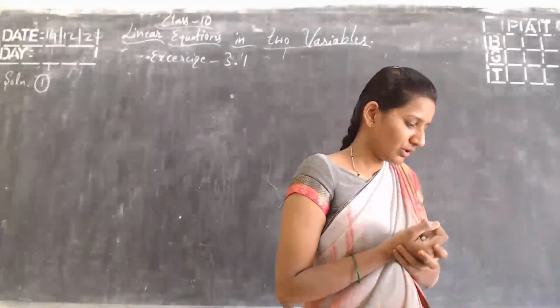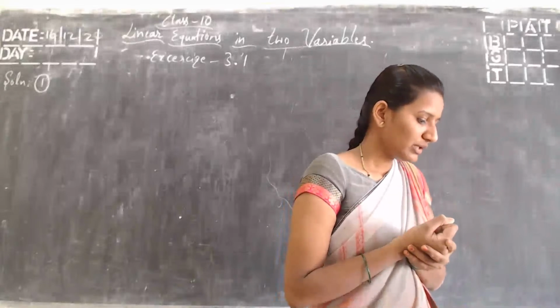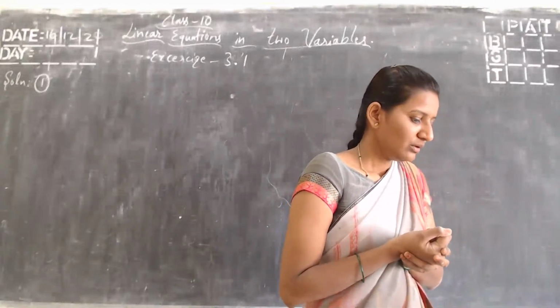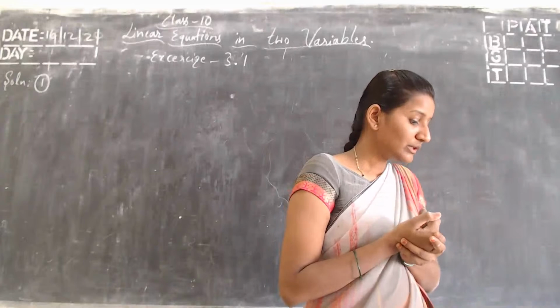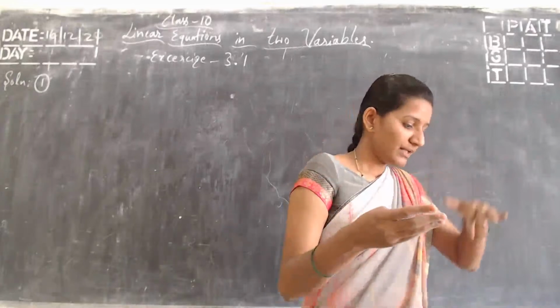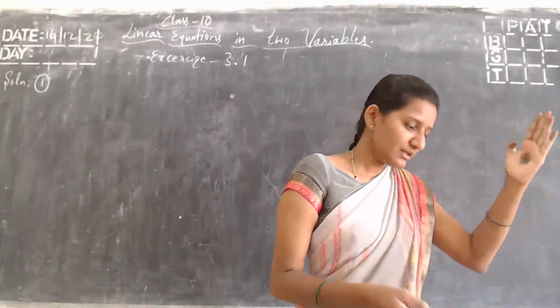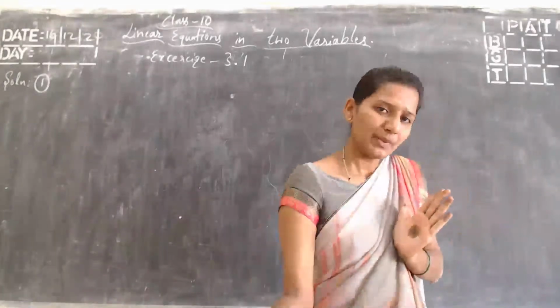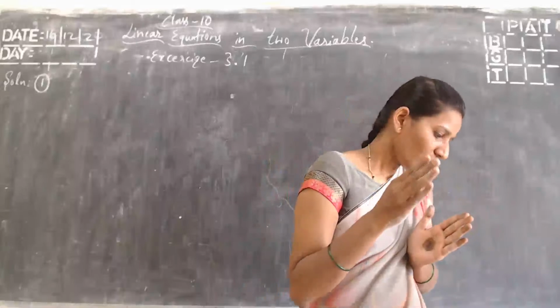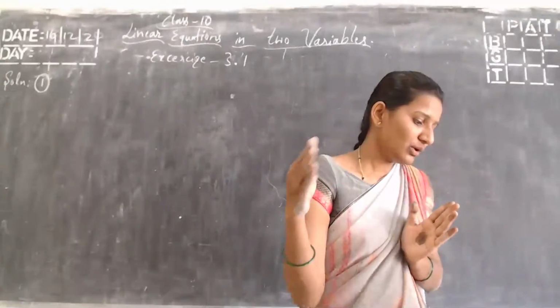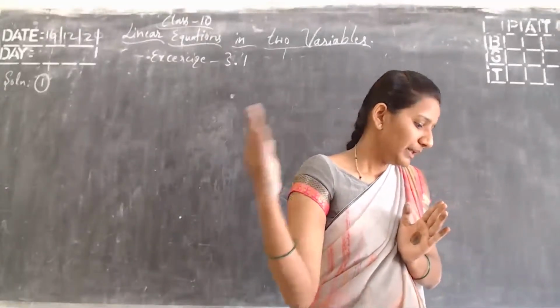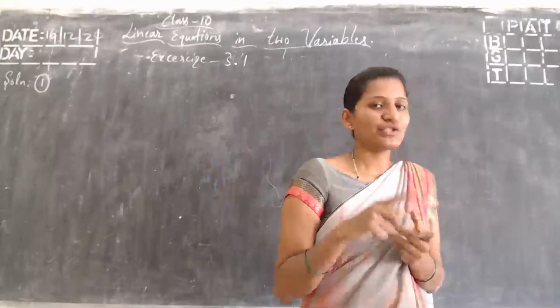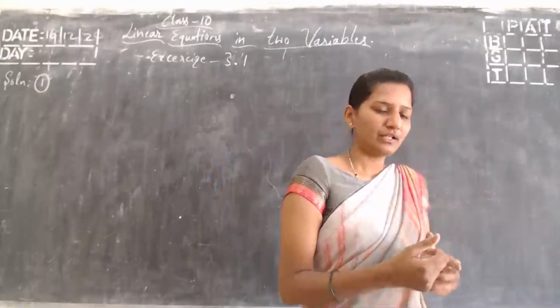Aftab tells his daughter, 7 years ago I was 7 times as old as you were then. Also 3 years from now, I shall be 3 times as old as you will be. 7 years ago means you have to take minus, and 3 years from now means you have to take plus. Represent this situation algebraically and graphically.